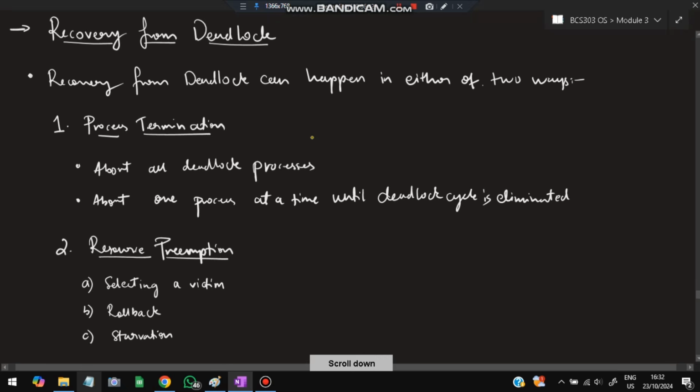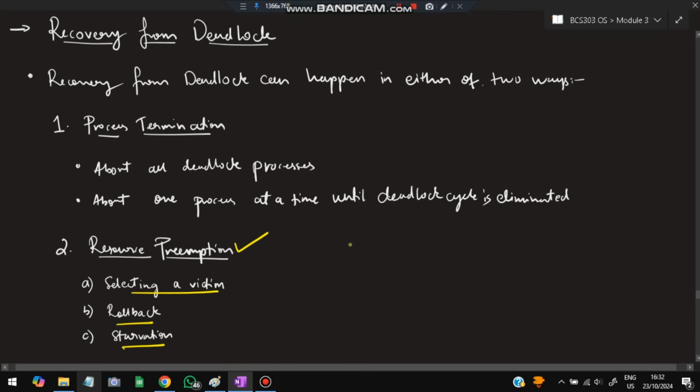And after detecting, how do you recover from the deadlock? There are two ways to recover from deadlock. First is process termination. Abort all the deadlocked processes which are present, or abort one process at a time until the deadlock is removed. That is one way. Second is resource preemption. Select a victim, rollback, and starvation.